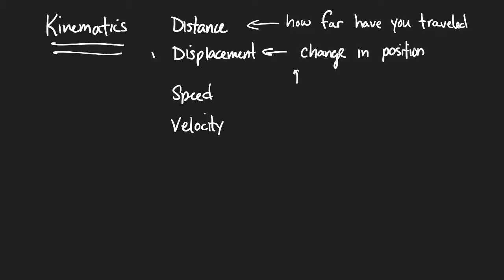Now, this part's important. Displacement is a vector quantity. Distance is a scalar quantity. I'm not sure you've heard these words before or not. I'm using the words scalar and vector.